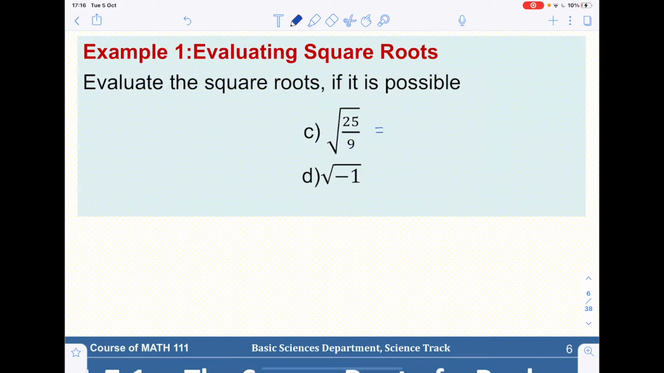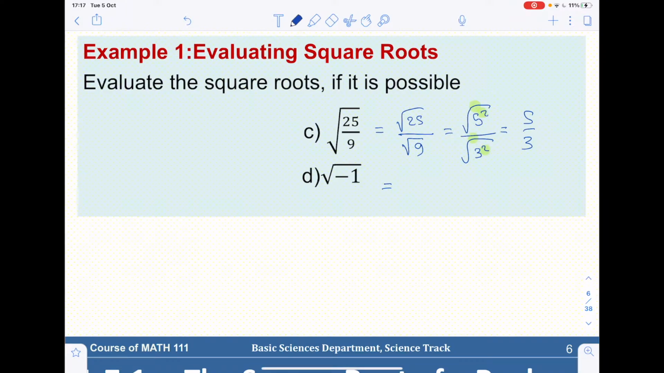Okay, since as I said, the square root, or the root in general, is a special case of the exponent, all the rules of the exponent can be applied to the roots. So here I can just distribute the square root to the numerator and to the denominator. And you know 25 is just 5 to the power 2 and 9 is 3 to the power 2. So now I cancel the power with the root, so I'm left with 5 over 3.